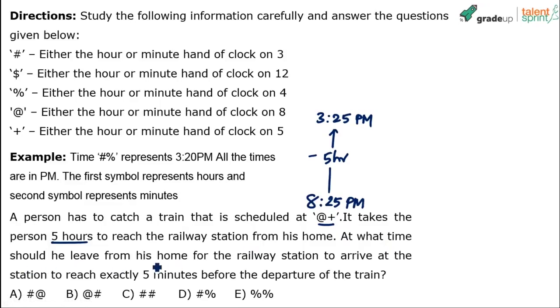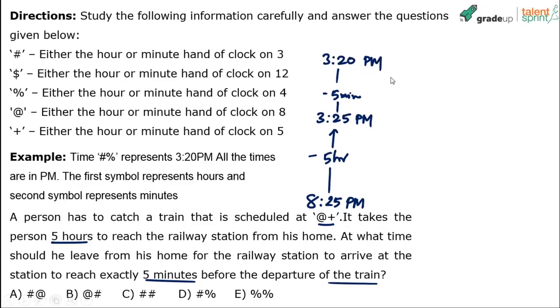Now, at what time should he leave his home for the railway station to arrive at the station such that he can reach 5 minutes before the departure of the train? See, he doesn't want to reach at 8:25. He wants to reach at 8:20. He should reach 5 minutes before, so he should leave 5 minutes before. So subtract 5 minutes from this one. You're getting it? Simple understanding. So as against 3:25 p.m. he should be leaving at 3:20 p.m.